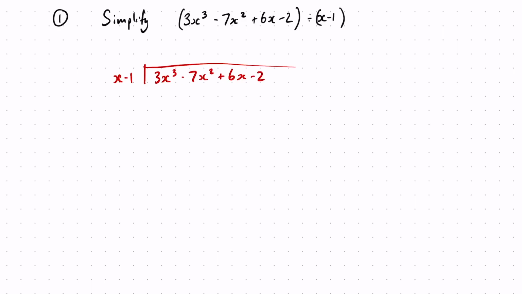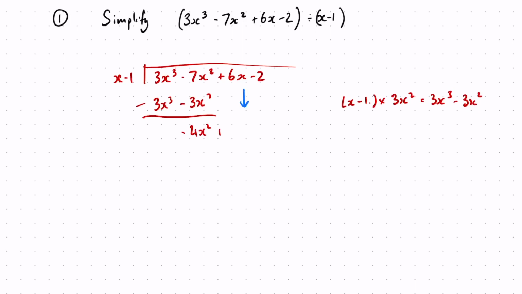Okay, I'm going to think, what can I multiply x minus 1 by to get a term which is 3x cubed? Well, that is multiplying it by 3x squared, which gives me 3x cubed minus 3x squared. Take it away, should leave you with minus 4x squared. Bring the rest of it down, plus 6x minus 2. Don't forget you need to put your 3x squared, what you multiplied by, up at the top.